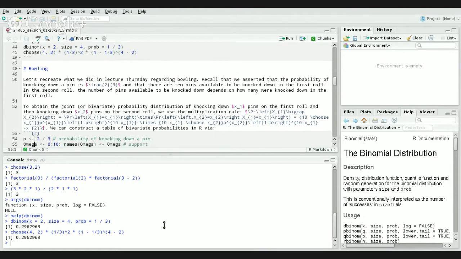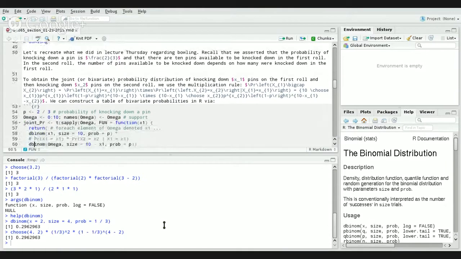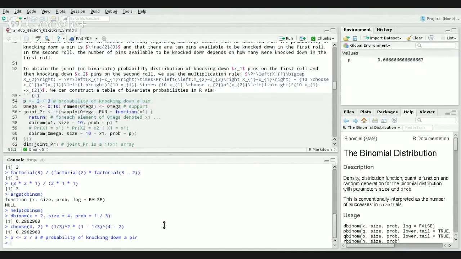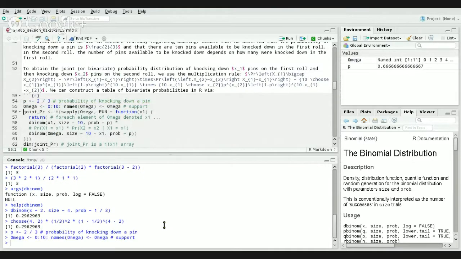So we can construct this in R the same way that we did in lecture. So if I select this entire chunk, we're going to set the probability of success is 2/3. We'll set up our sample space omega as all the consecutive integers between 0 and 10. That's what the colon operator does. And then this next chunk of lines is going to apply to each element of omega the following function, denoting each element of omega by x1.